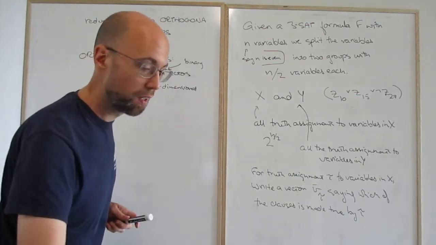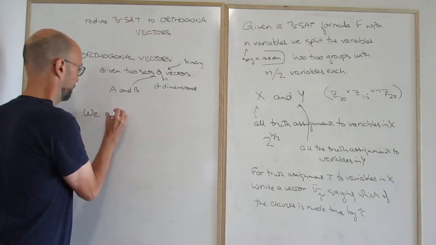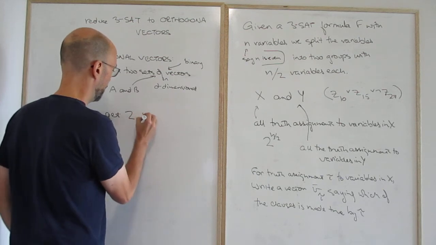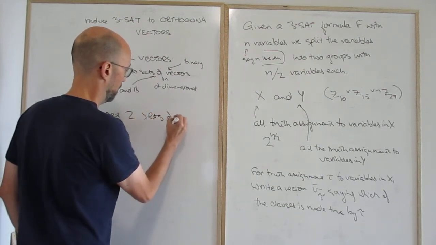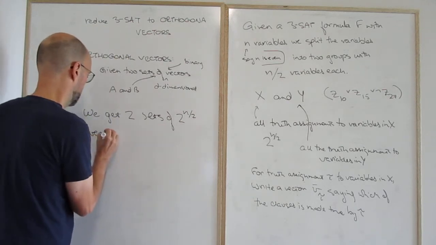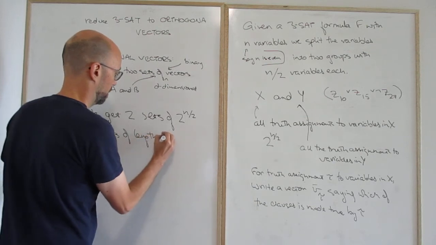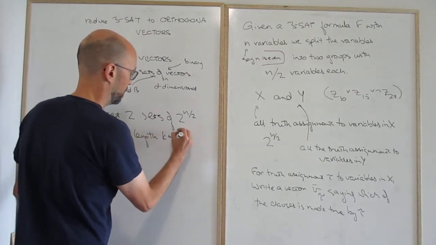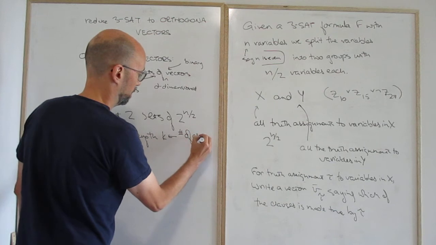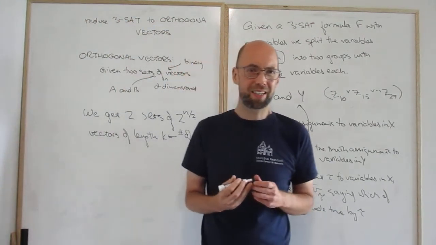Okay. So we get 2 sets of 2 to the n over 2 vectors of length k. This is the number of clauses. But how big is k? How big can k be?